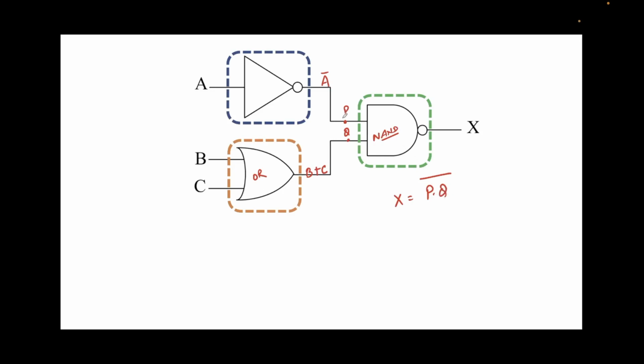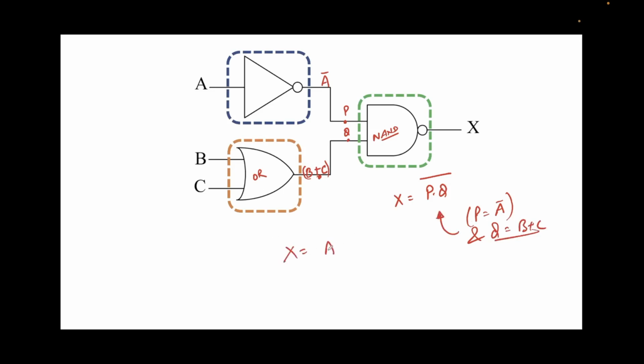Now note that P is equal to A bar. P is nothing but, this is a wire here, so we know that P equals A bar. And look at Q. Q is nothing but the output of this OR gate here, which is B plus C. So I can write Q equals B plus C. Let's put both these values in this expression. Then X would become P.